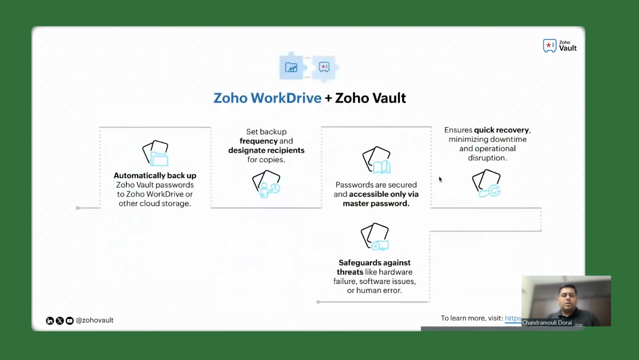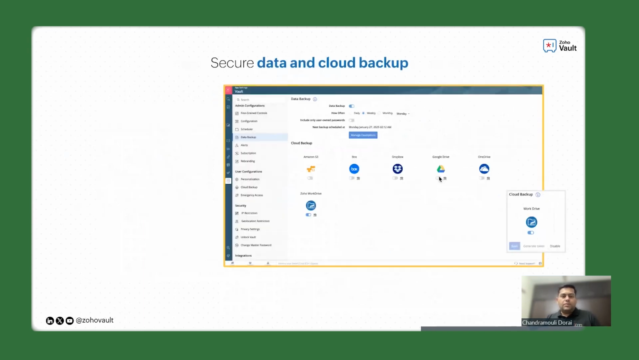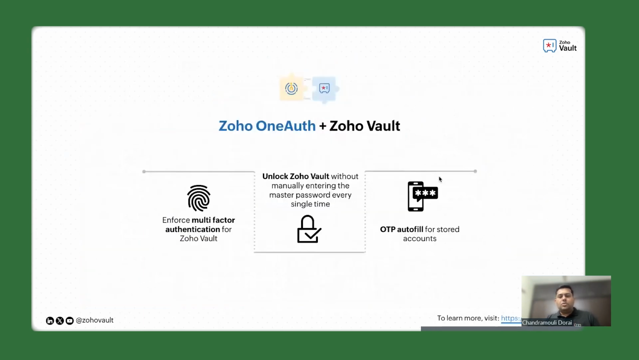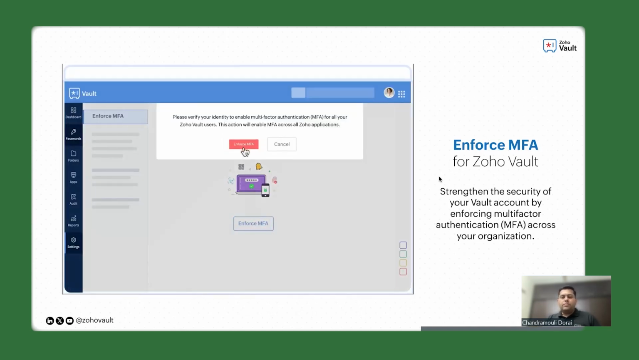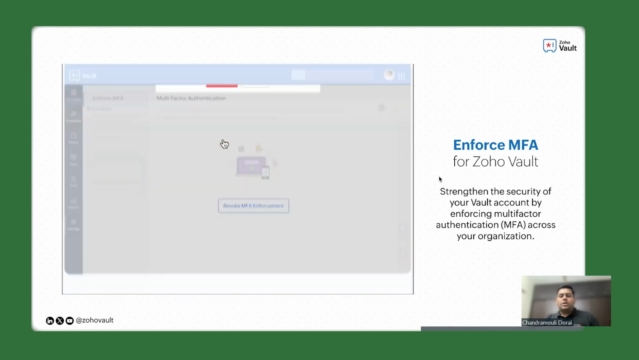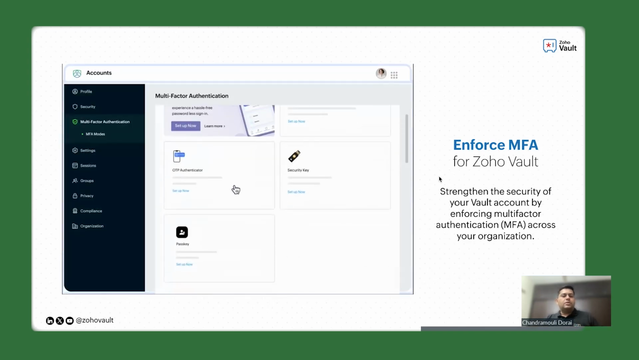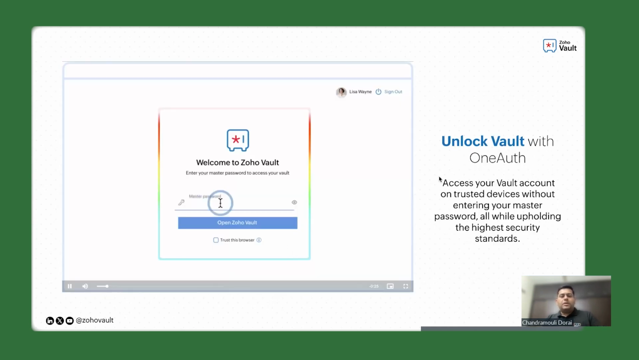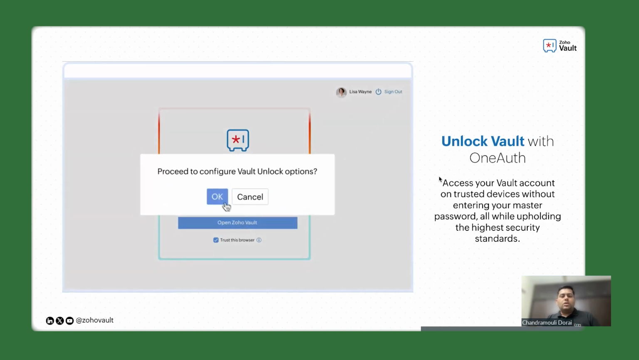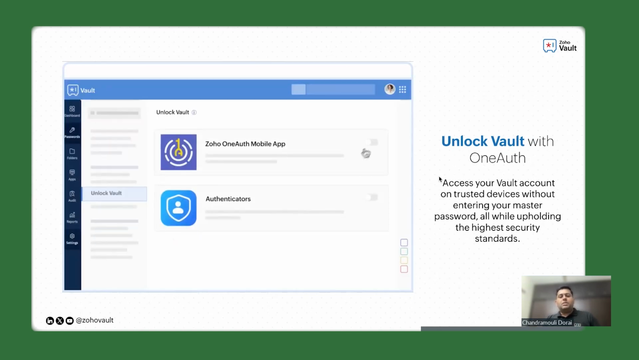Zoho OneDrive we saw during the demo. You can send all your data backup to Zoho OneDrive, which is a popular use case. And with Zoho OneAuth, the free multi-factor authenticator application, you can use it for three use cases. You can enforce MFA for Zoho.com. Every single time you log in, with Zoho OneAuth you need to use Touch ID or Face ID to access your account. So instead of typing the master password, you can use Zoho OneAuth to log into your Zoho Vault application without manually typing the master password.